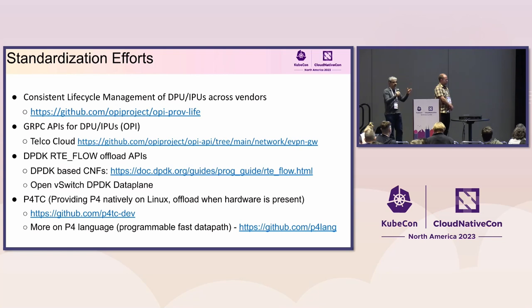So you have a server as a system, and then you have the DPU IPU inside it, which usually has its own network interface as well as its own CPU complex, and you need to really manage software on it, and you need to manage the lifecycle of that. So the OPI is looking at that. There is a set of APIs being developed also in OPI.